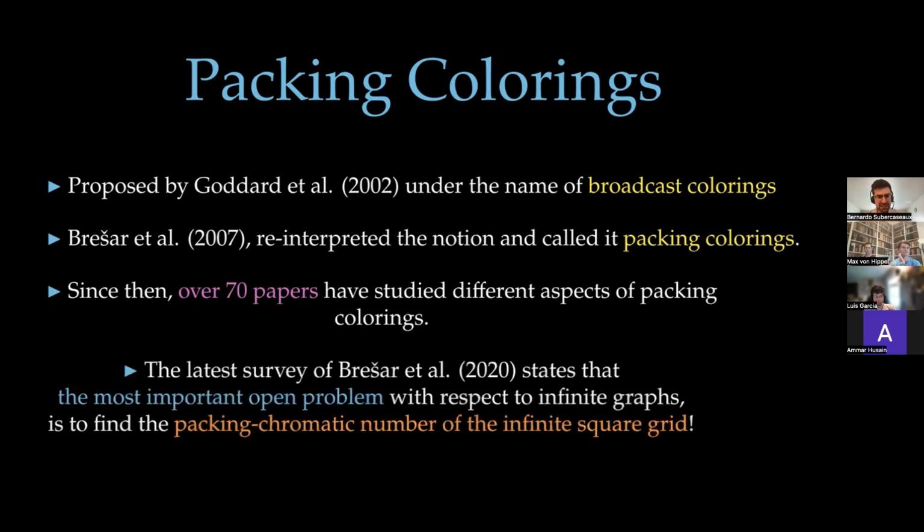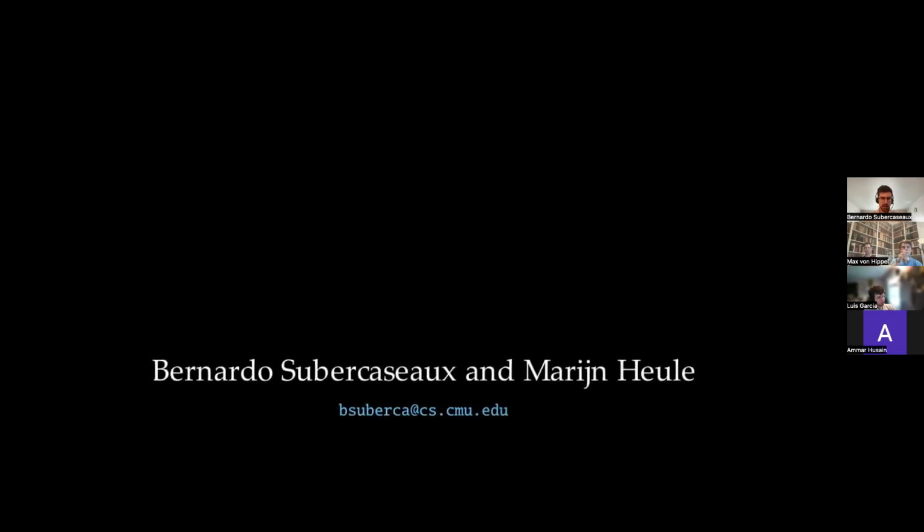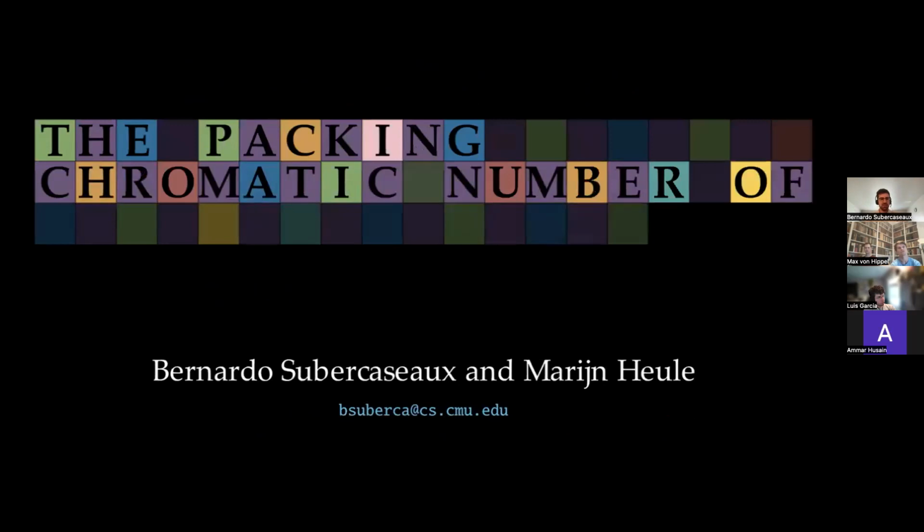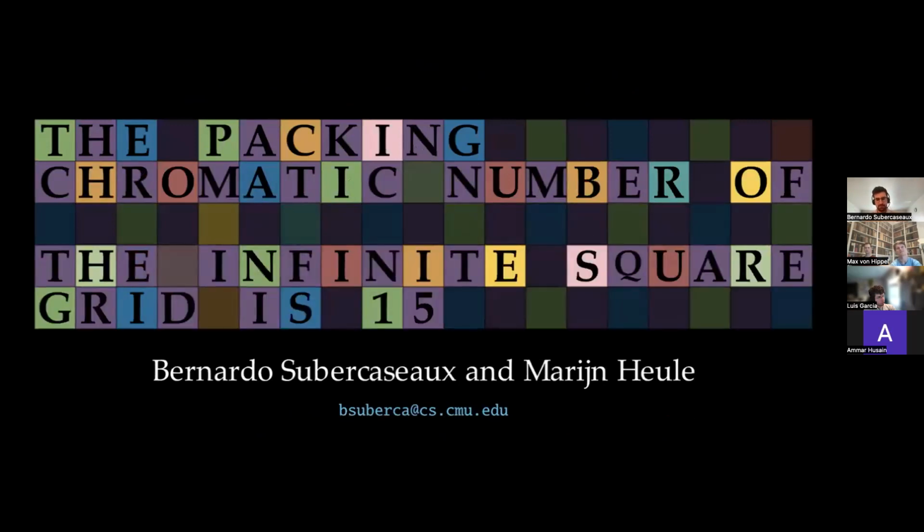So the latest survey by Brešar and others states that the most important open problem with respect to infinite graphs is to find the packing chromatic number of the infinite square grid. So at that time, 2020, the problem was still open. And my talk is based on my work with my wonderful advisor, Marijn Heule, on how we prove that the answer to this question is exactly 15. So that's sort of the secret number of today.